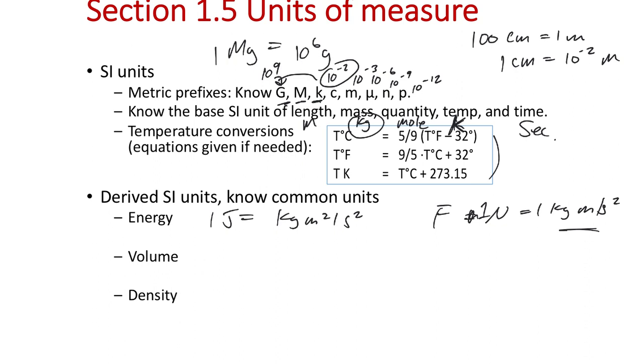Volume, we tend to think of the liter as a derived unit. 1 liter is 10 to the minus 3 cubic meters, so it has a relationship to the meter scale. So a cubic meter, if you had a 1 meter by 1 meter by 1 meter box, that's a pretty big box. That's 1,000 liters.